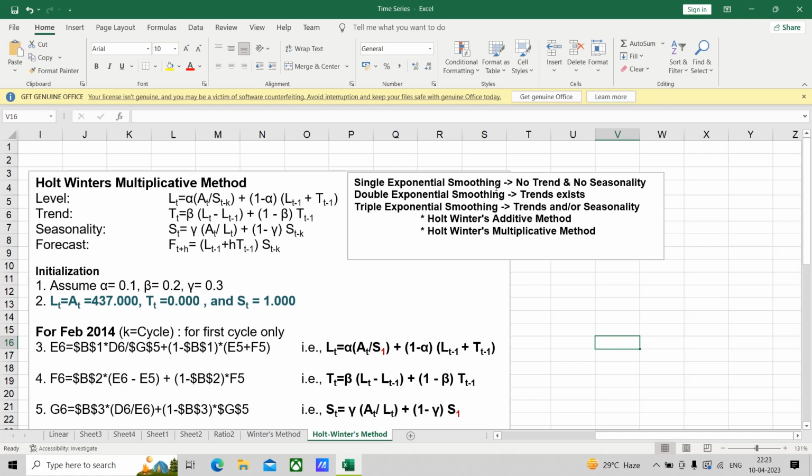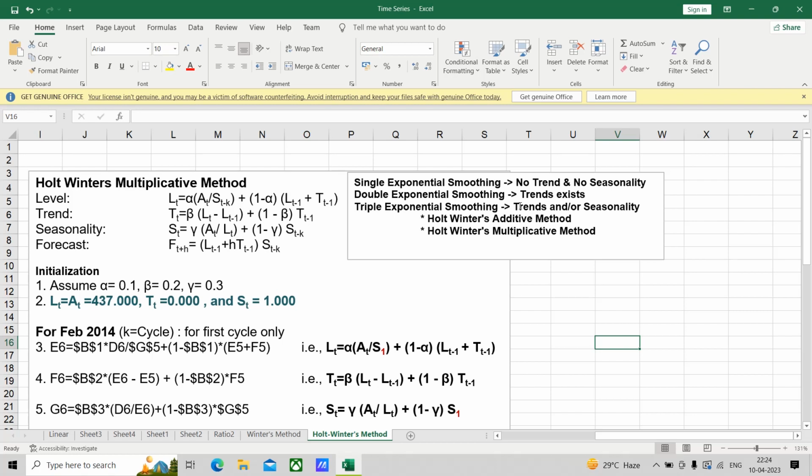In single exponential smoothing, there is no trend or no seasonality. Only level data or base data is available. In double exponential smoothing, level data, that is base data, and trends data, these two factors are available. In triple exponential smoothing, there are three different smoothing constants.